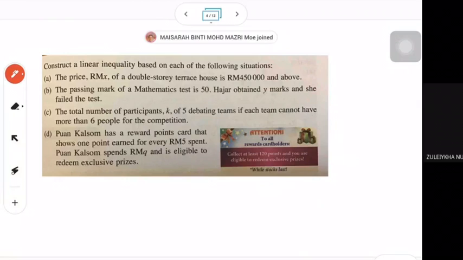Okay. Page 4. Construct a linear inequality based on each of the following situations. The price RM X of a double-story terrace house is 450,000 and above. So, how do we write this? X is greater than and equals to 450,000. Okay, RM. Choose RM.